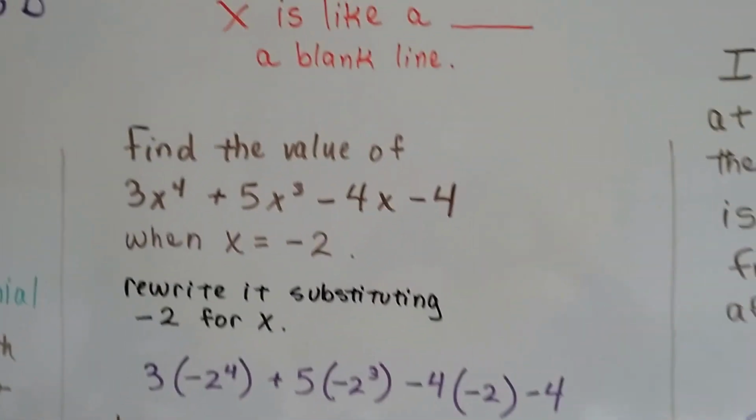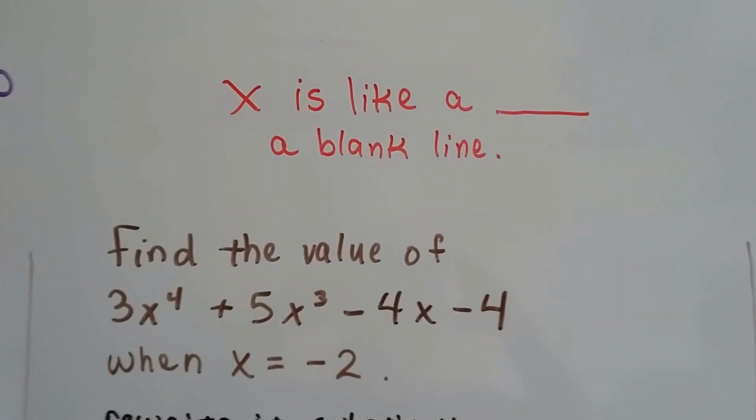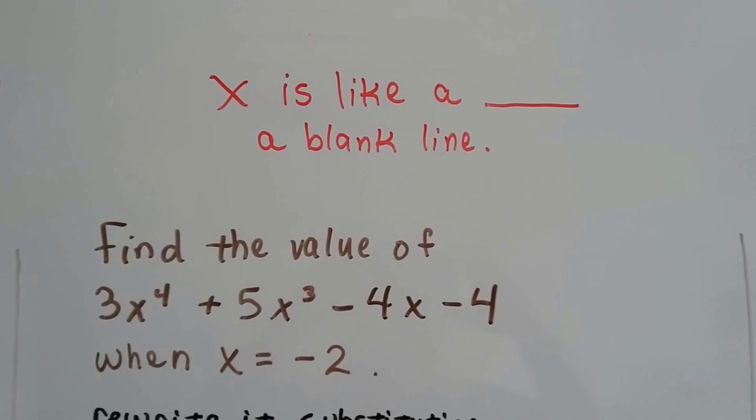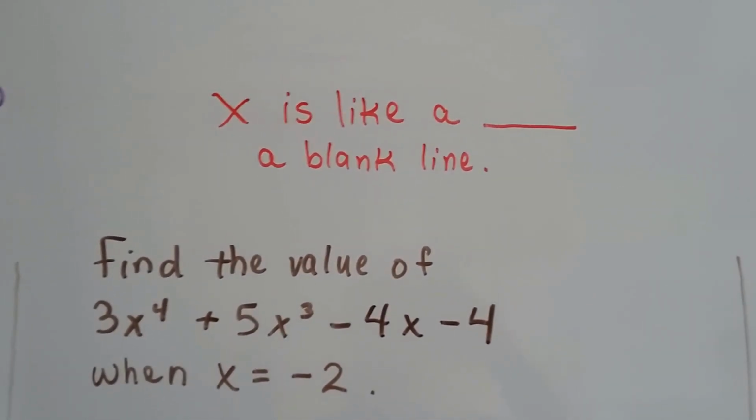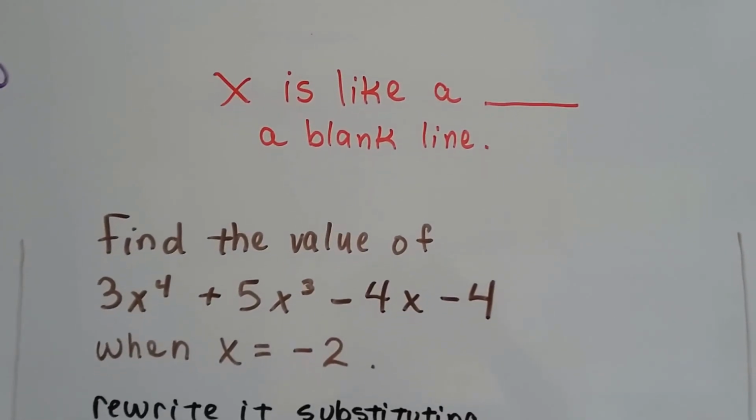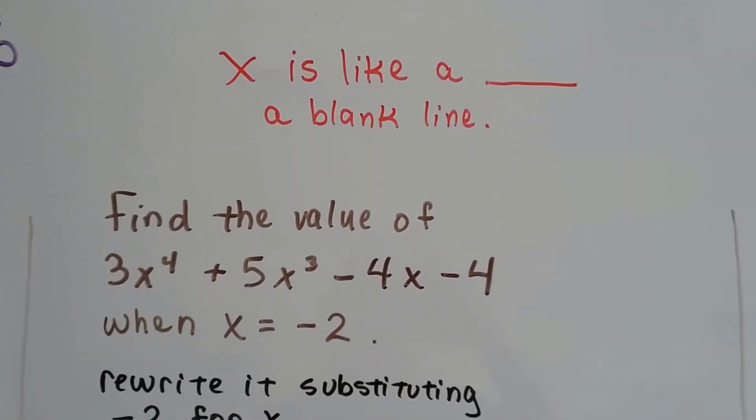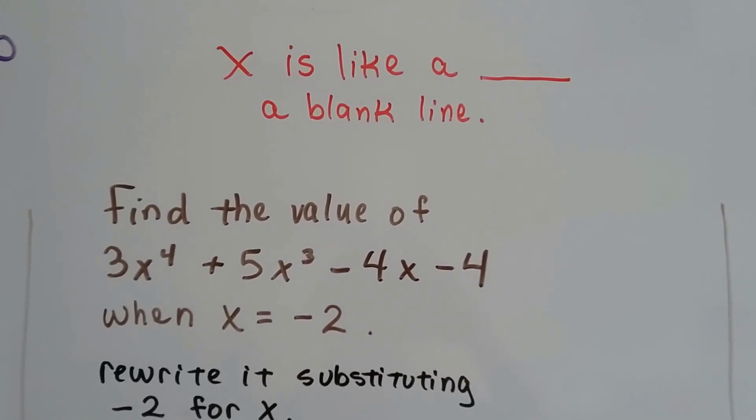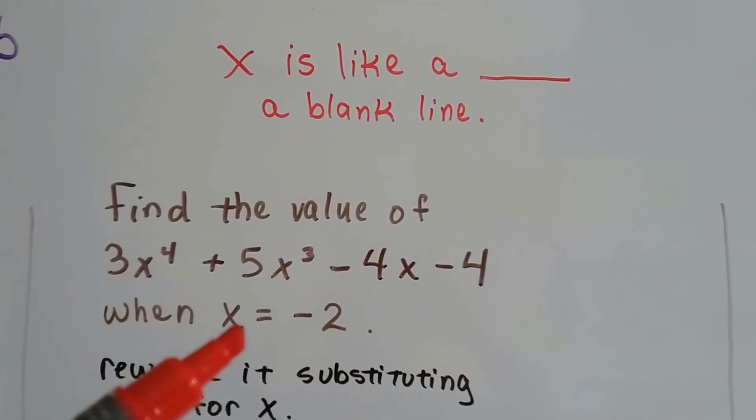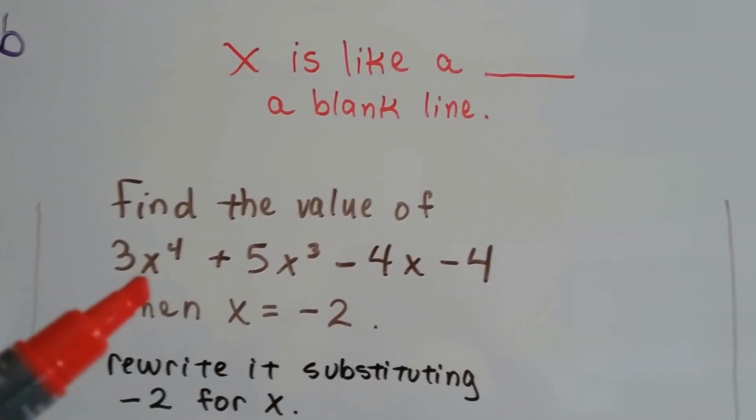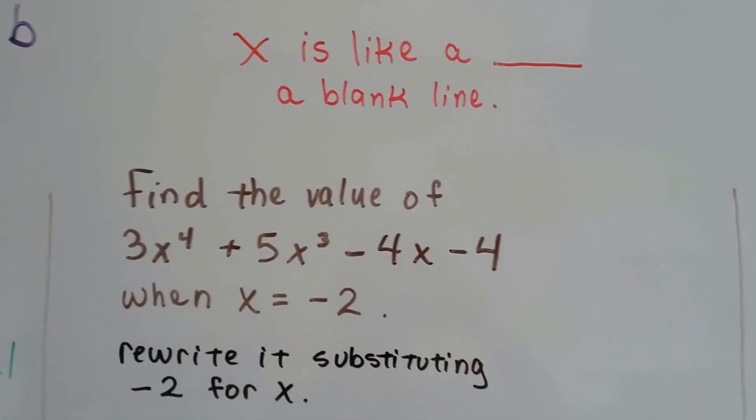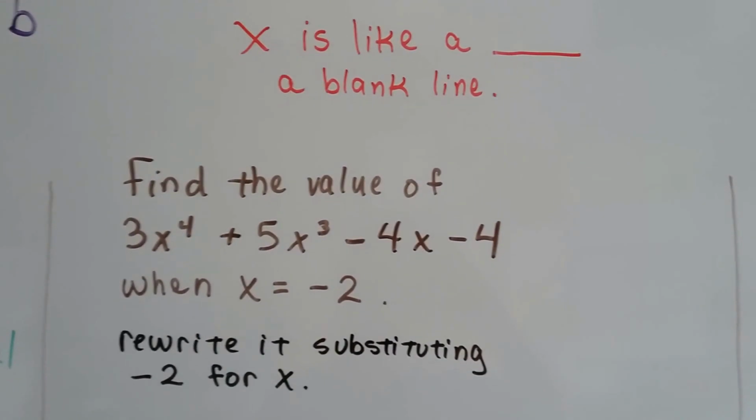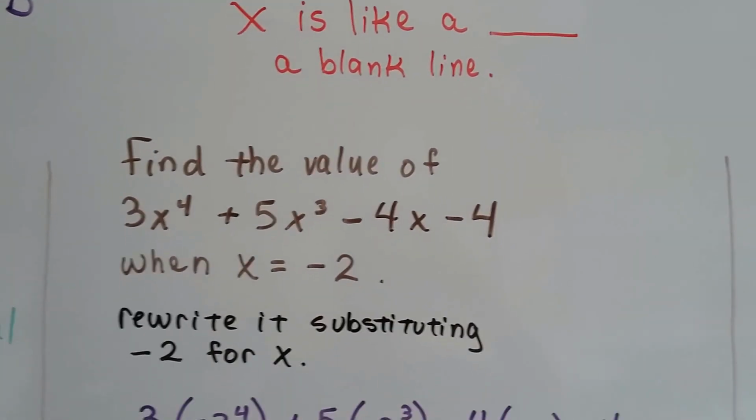It's no big deal. We have to remember that x, or any variable, is like a blank line. Like in second grade, when we were solving an addition problem or subtraction problem and it was a blank line, that x is the same thing. So if it's said to find the value of this polynomial, and we've got this x here, and it tells us that x is a negative 2, even though that looks like a positive x, if it says x is a negative 2, then it's a negative 2, okay? We rewrite it substituting the negative 2 for x.